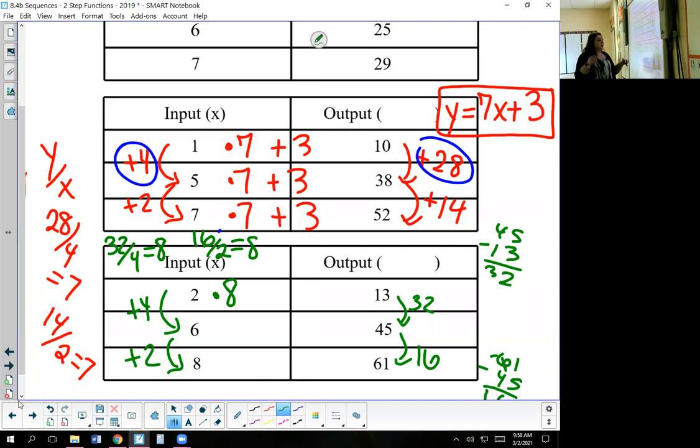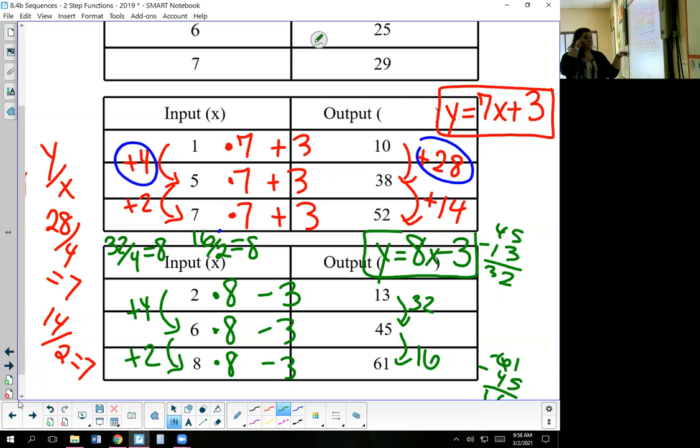That would be 16. And then if I subtract 3, I get 13. Okay, times 8 is 48. Yes, minus 3. There we go. Times 8 is 64, minus 3 is 61. Okay, got it right. So the equation here, after I made a mistake, is y equals 8x minus 3.